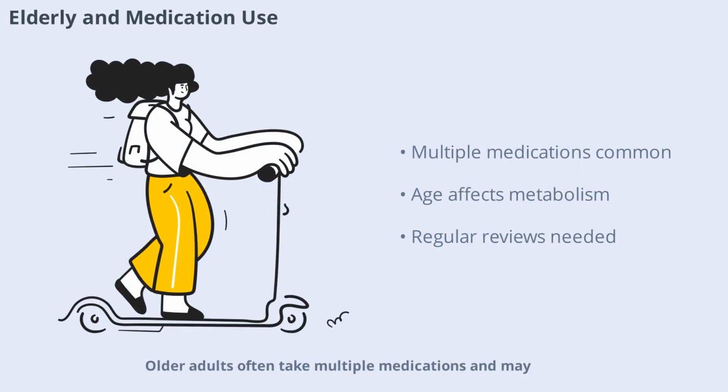Older adults often take multiple medications and may have age-related changes in drug metabolism and elimination. This increases the risk of side effects and interactions. Regular medication reviews and dose adjustments help ensure safe and effective treatment for elderly patients.